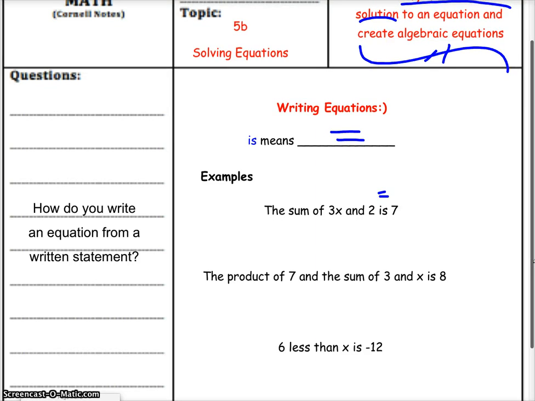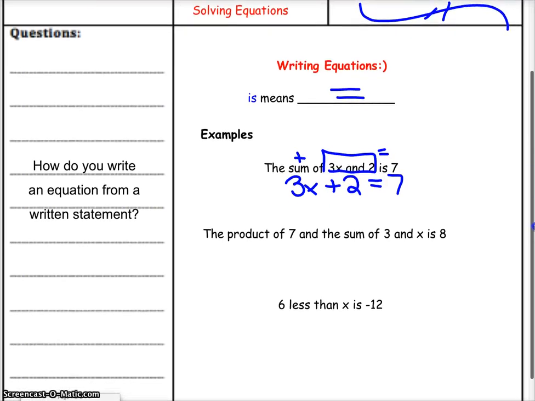What does sum mean? Just say it. Add. So I go 3x plus 2 equals 7, right? The sum of 3x and 2 is 7. What would x be? You don't know. You just leave it. You can't solve it. Well, you probably could solve it, but we're not there yet.